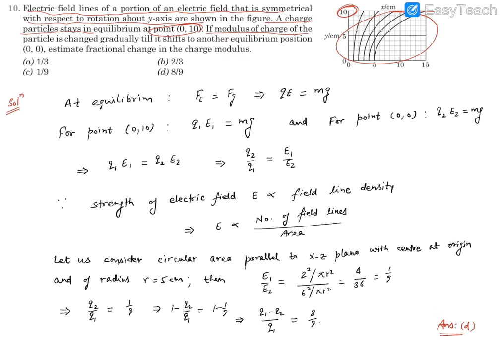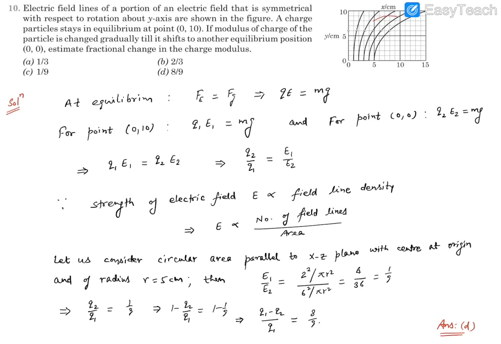If the modulus of this charge is changed gradually till it shifts to another equilibrium position at the origin, we need to estimate the fractional change that has to be brought into this charge modulus. So how is it going to be at equilibrium and what are the situations? Let me explain that first.